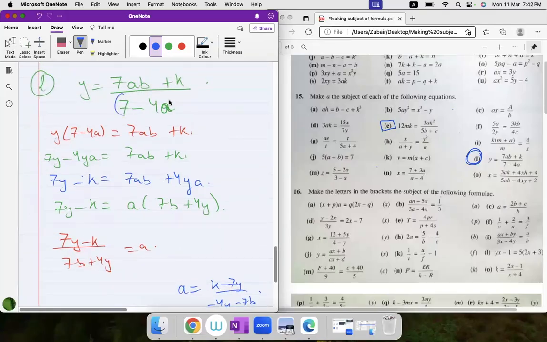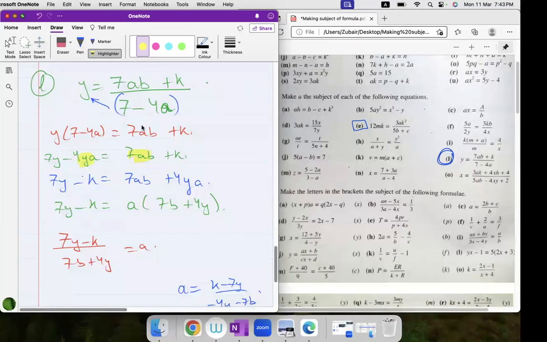See, when you cross multiply, this is the first step you did. Then we get 7y minus 4ya is equal to 7ab plus k. Now, I saw these a's at two places and chose to take it on the right hand side just to have a positive sign. You can also bring it on the left hand side.